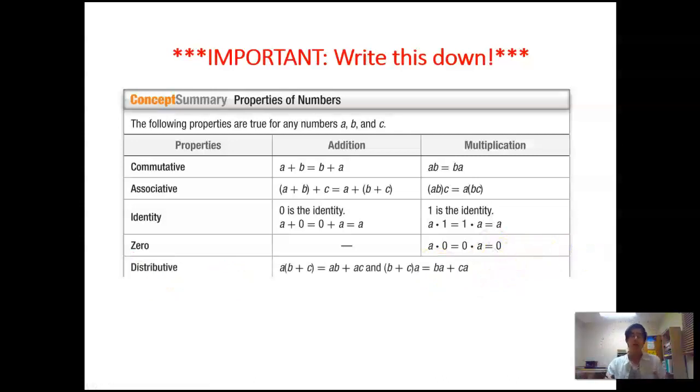Okay, distributive. This is a big one that we're going to use a lot in algebra. And when you hear the word distribute, you're going to think of the word share, okay? Kind of like when you distribute food to the homeless, or you distribute goods to places where you sell things, right? Distributing is about sharing.